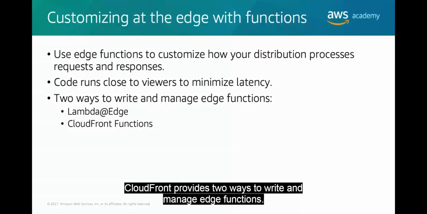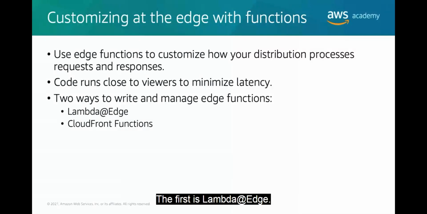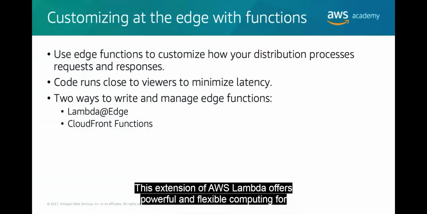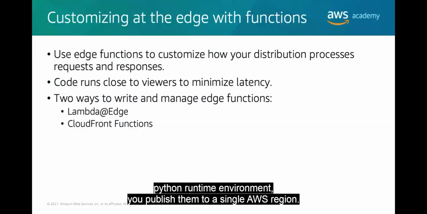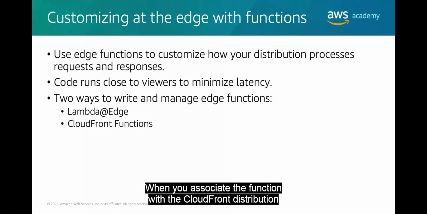CloudFront provides two ways to write and manage edge functions. The first is Lambda at Edge. This extension of AWS Lambda offers powerful and flexible computing for complex functions and full application logic closer to your viewers. It is also highly secure. Lambda at Edge functions run in a Node.js or Python runtime environment. You publish them to a single AWS region. When you associate the function with a CloudFront distribution, Lambda at Edge automatically replicates your code around the world.